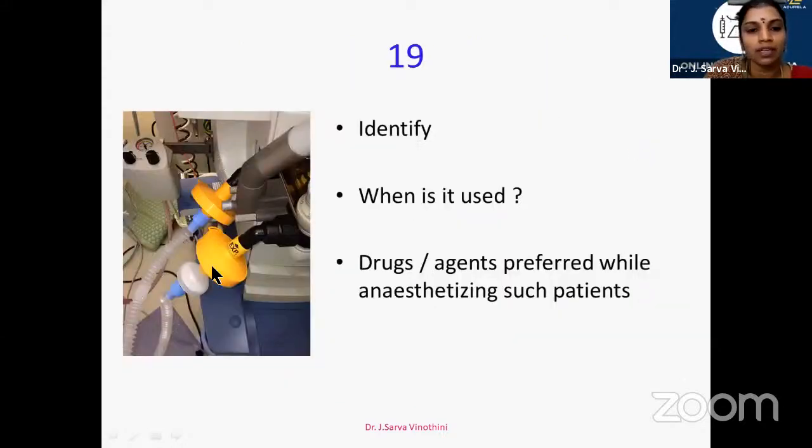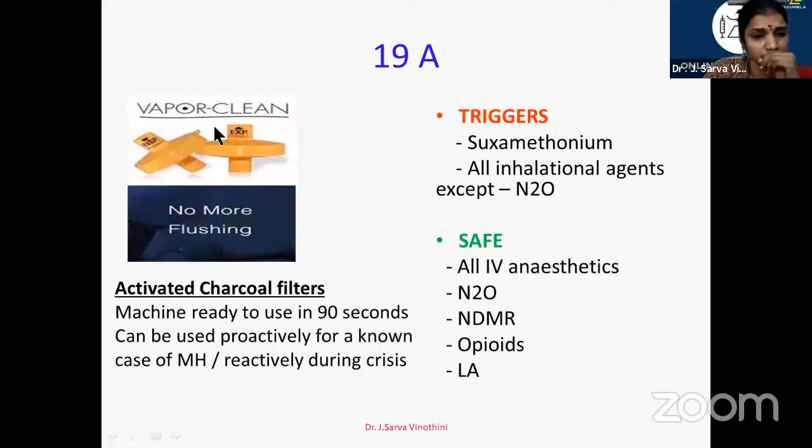Identify this. When is it used? What are the drugs or agents preferred when anesthetizing such patients? This is also called as vapor clean. It is an activated charcoal filter. This is mainly used when we take patients who are malignant hyperthermia suspects, or when we are already in a malignant hyperthermia crisis.